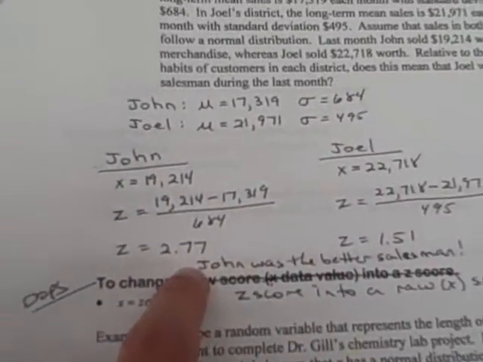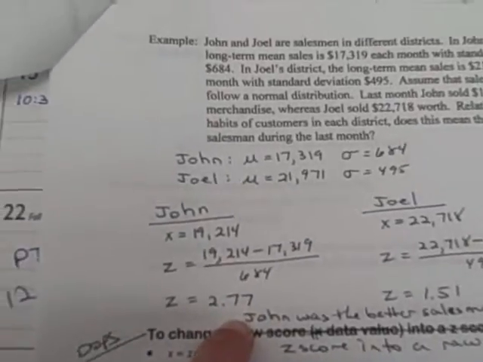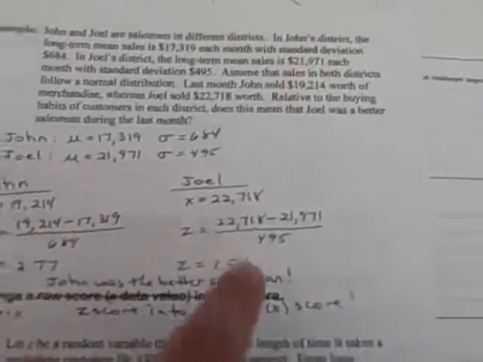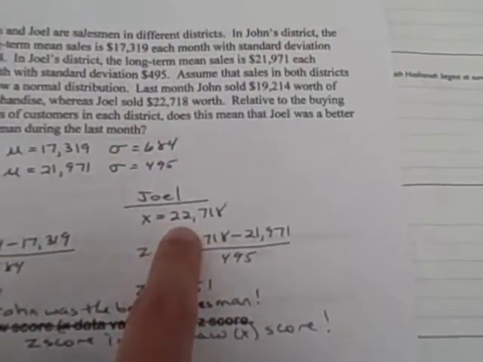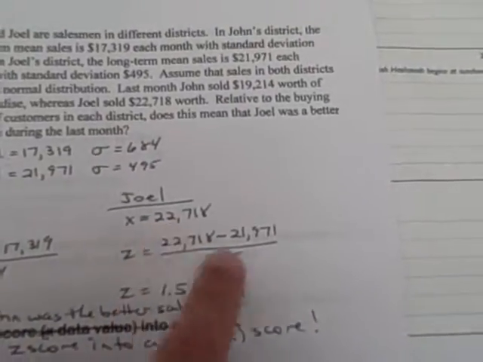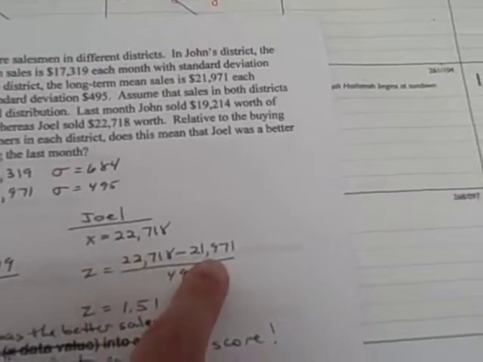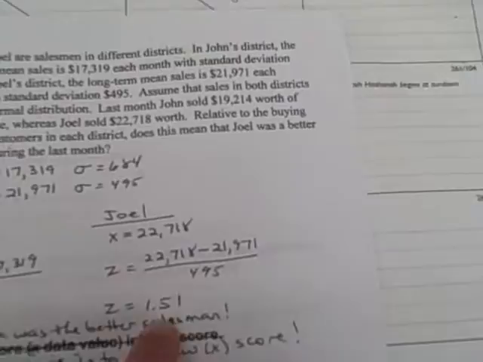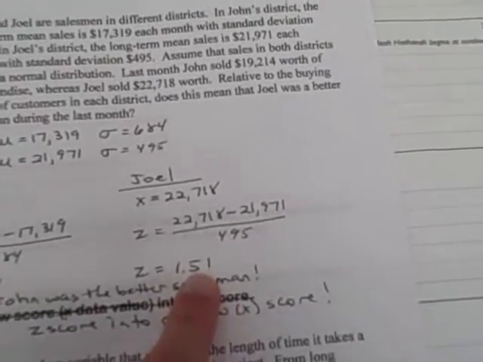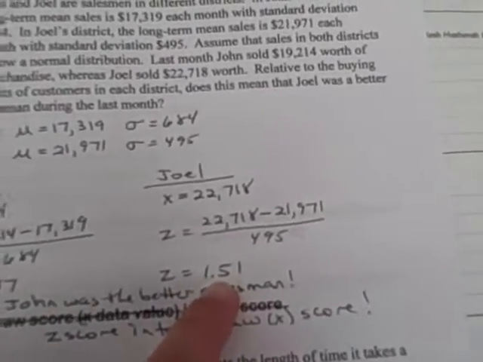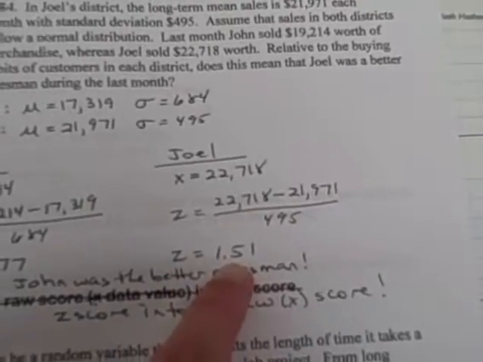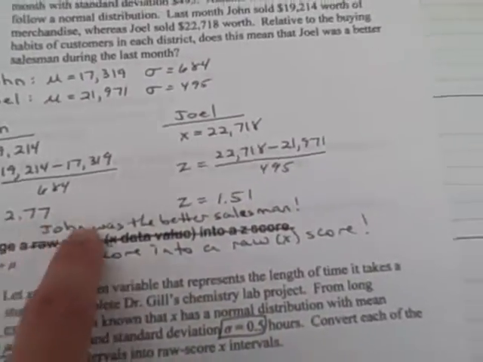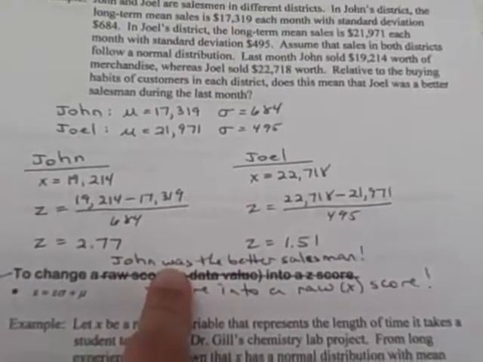And we get that John's sale is 2.77 standard deviations above the mean. That's pretty unusual, okay? Now Joel's x, the 22,718, and we subtract off his mu and divide by his standard deviation. And we get that for him, that sale's only 1.5 standard deviations away from the mean. So comparatively, John's was more unusual. So he was actually the better salesman that month.